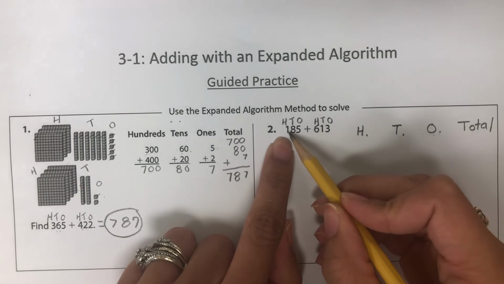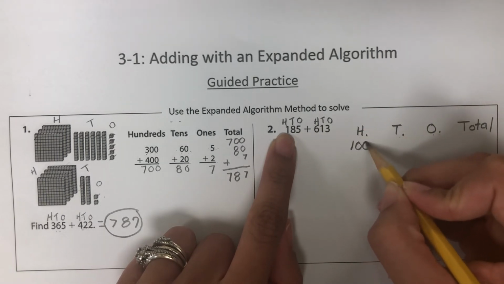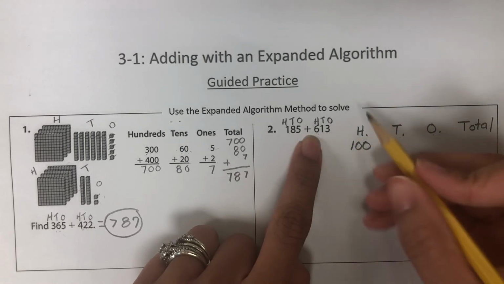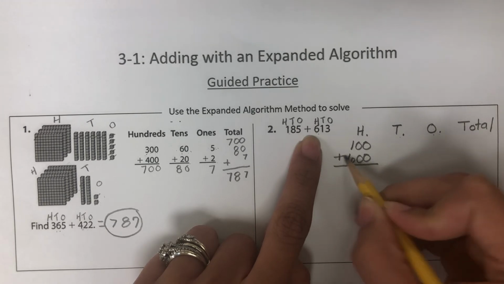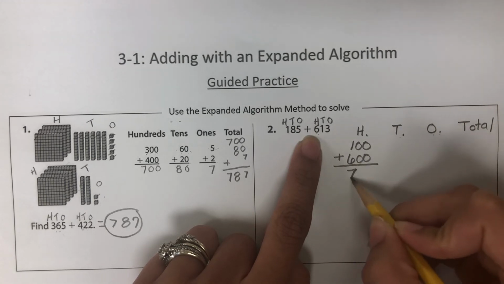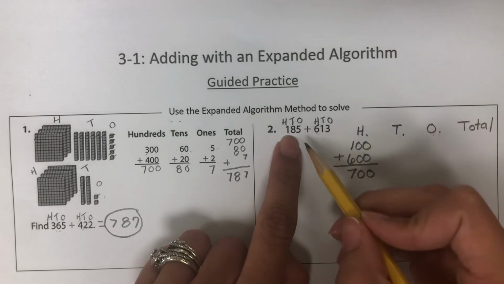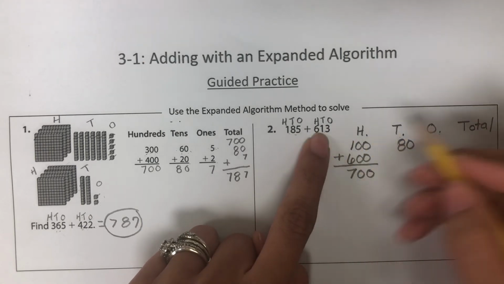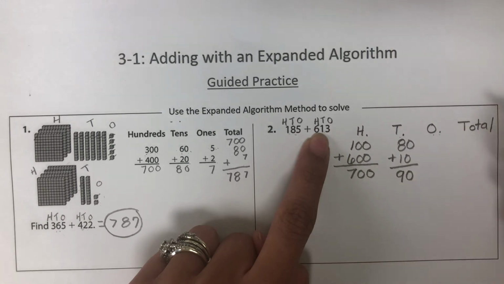So in my number, I have a 1 in the hundreds place. The value of that is 100. In my other number, 613, I have a 6 in the hundreds place, and the value of that 6 is 600. And I'm going to add them. 100 plus 600 is 700. Off to the tens place. The value of the 8 is 80. The value of the 1 is 10. Add them together and we get 90.